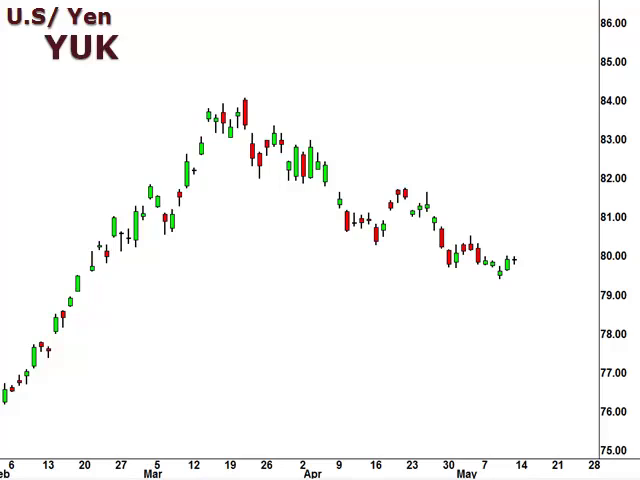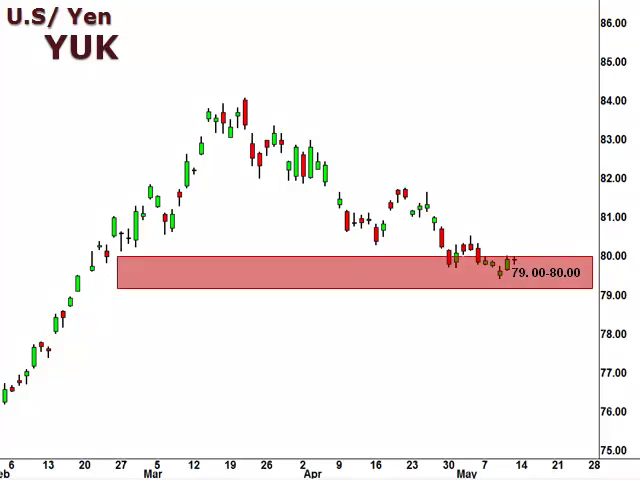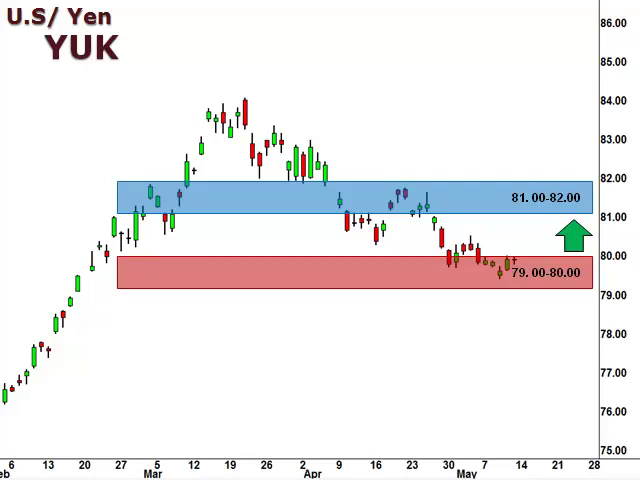Let's take a look at the YUK, the US dollar versus the Japanese yen. The YUK spent last week consolidating within the 79.80 zone once again. Now, a break below 79 opens the window for a continuation to the downside. However, we are open to a bounce that could extend into the 81-82 focal zone this week.